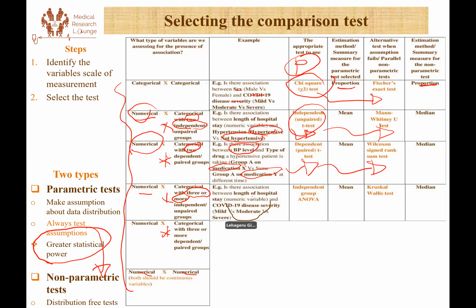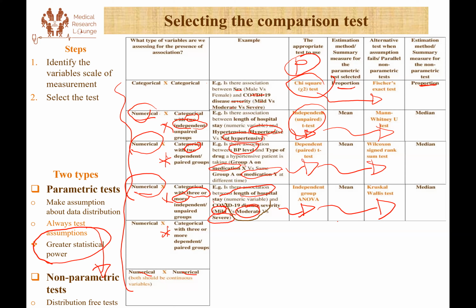length of hospital stay is a numerical variable, and we're trying to compare it among COVID-19 severity, among patients on different levels of COVID-19 disease severity. So we're trying to compare mild, moderate, and severe. This is a categorical response, and it has three responses. Since it is three, the proper test to use is independent group ANOVA. So this is where ANOVA comes in, when we have three or more groups which we are trying to compare based on another numerical variable. ANOVA has its own assumptions. We test the assumptions, and if the assumptions fail, we use the Kruskal-Wallis test.